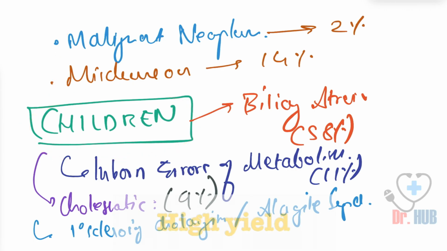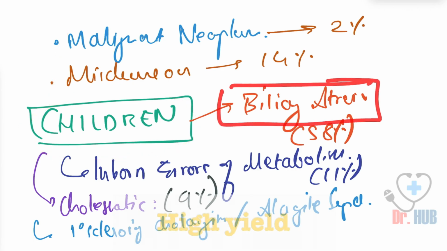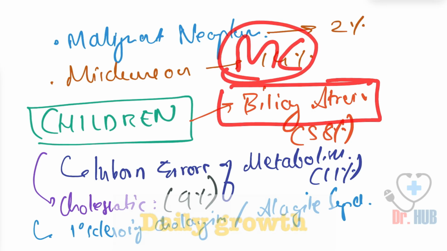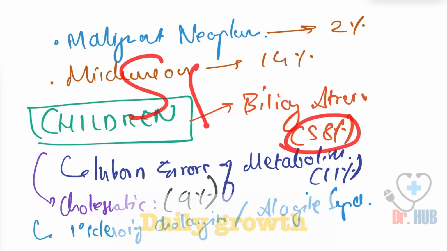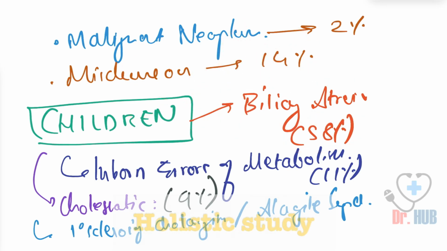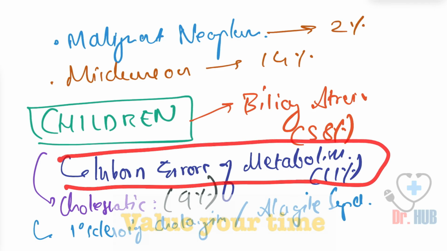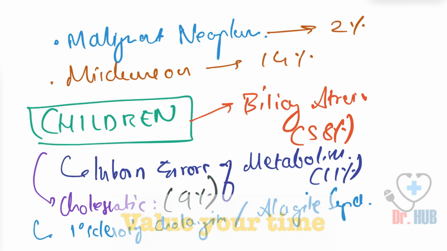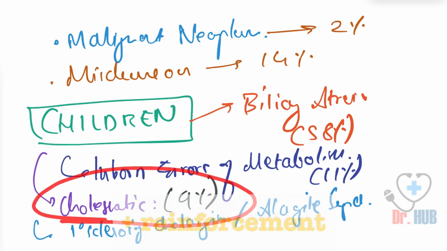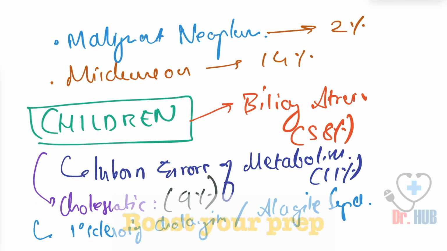In case of children, biliary atresia is the most common, and it amounts to about 58%. It also includes the inborn errors of metabolism, which amount to about 11%. Then when we look at the cholestatic, it amounts to 9%, and it includes primary sclerosing cholangitis as well as the Alagille syndrome.